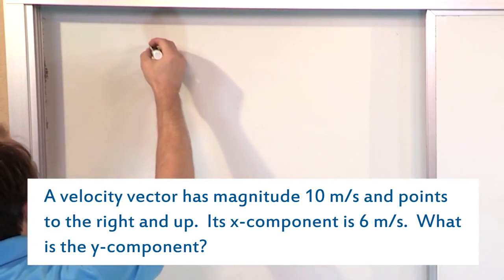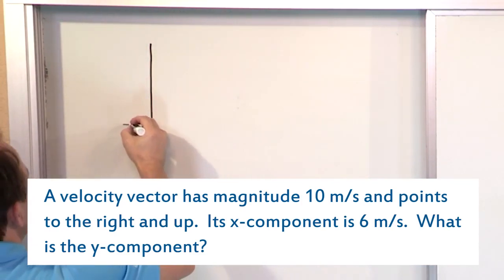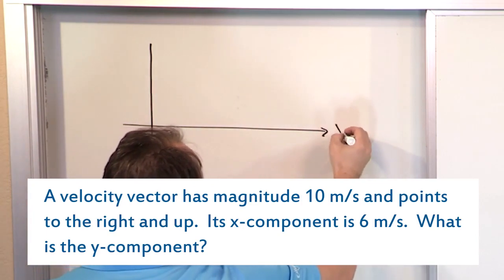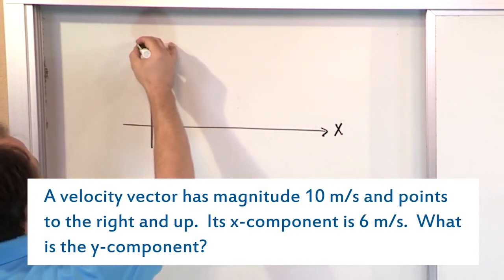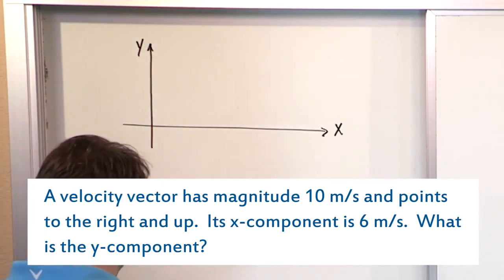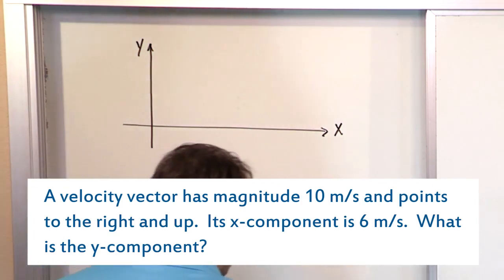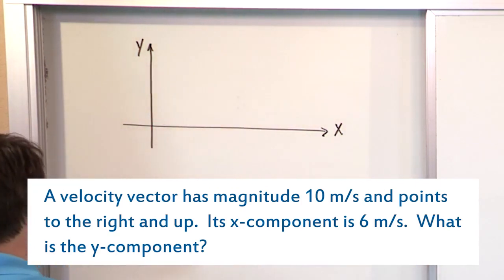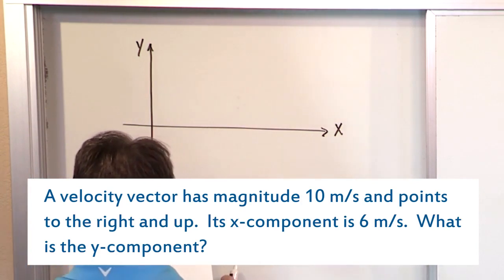So what kind of picture am I going to draw? Well, we're going to read the problem again very carefully as we draw the picture to make sure. But I know I'm going to need an xy axis, because I almost always need one when I'm drawing a vector. Now it says it's a velocity vector, which by now you know a velocity is a vector. It says its magnitude is 10 and it points up and to the right.